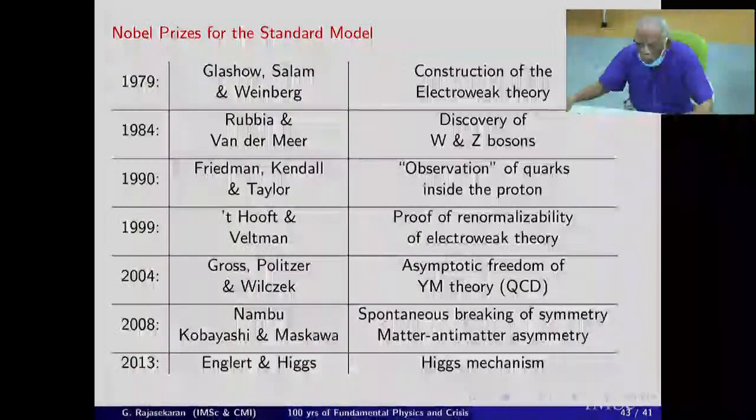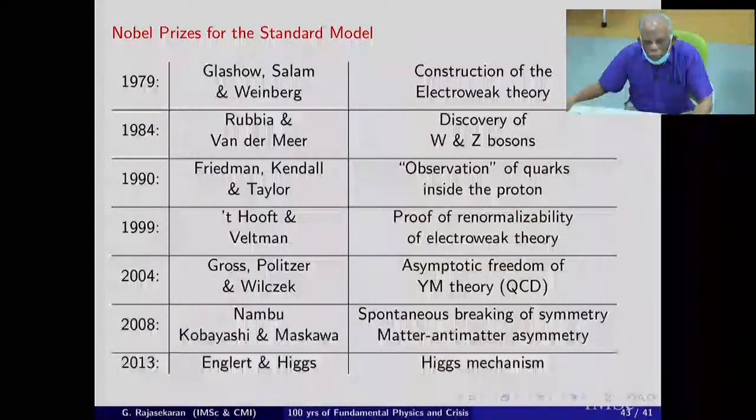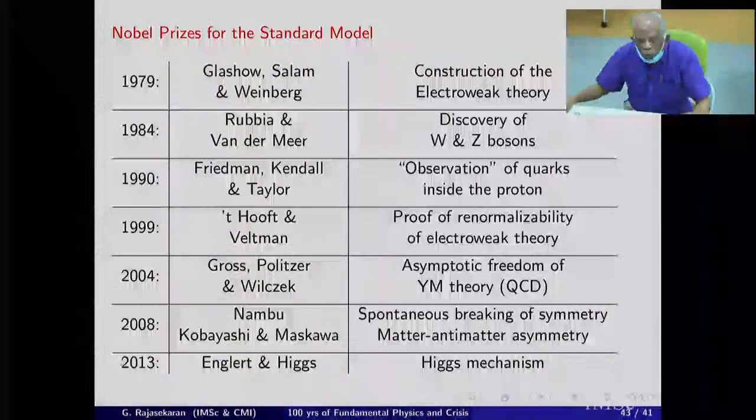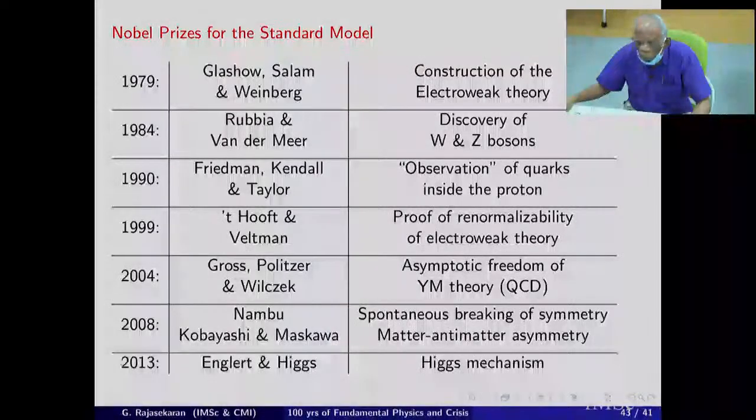Friedman, Kendall, and Taylor observed the quarks, observed within inverted commas. You cannot observe them because they do not come out of the confinement prison. But that I cannot describe now. Later in my lectures, you will see these so-called deep inelastic scattering experiments, and how they indirectly observed quarks. And that was the first experimental confirmation of the idea of quarks.